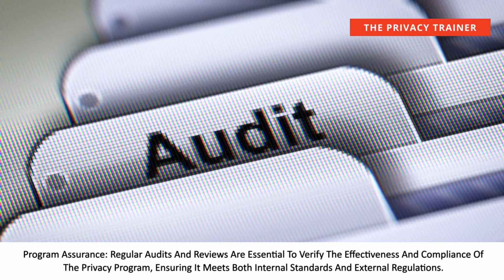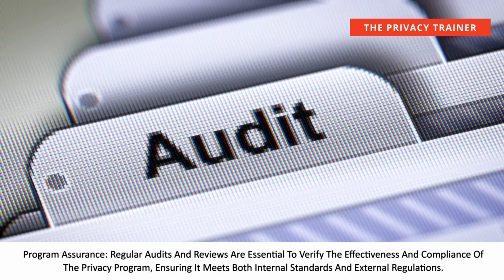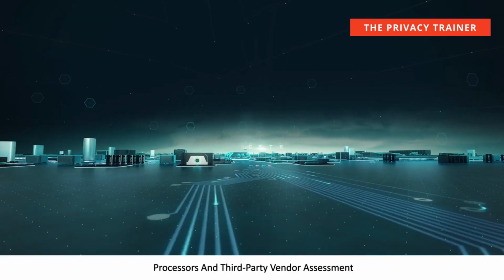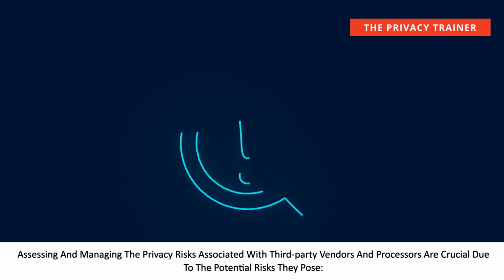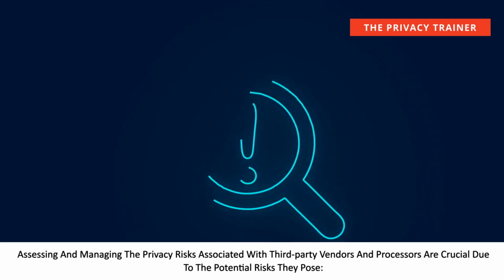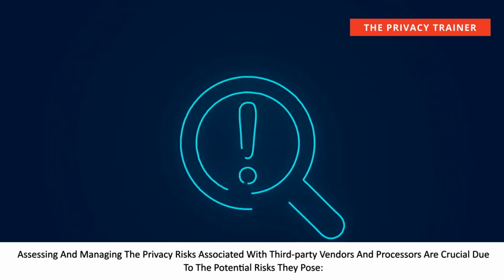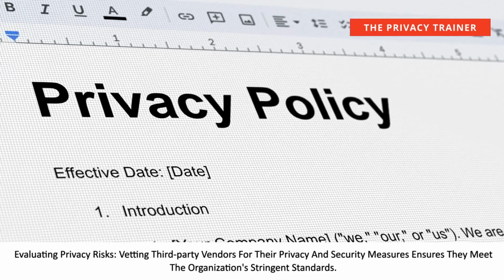Program assurance. Regular audits and reviews are essential to verify the effectiveness and compliance of the privacy program, ensuring it meets both internal standards and external regulations. Processes and third-party vendor assessment. Assessing and managing the privacy risks associated with third-party vendors and processes are crucial due to the potential risks they pose. Evaluating privacy risks.